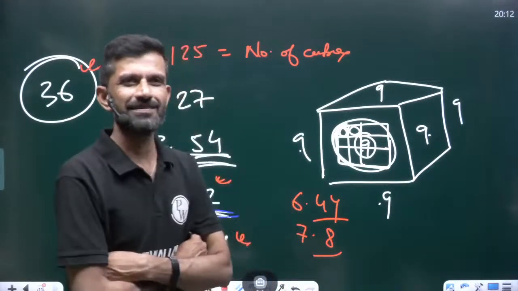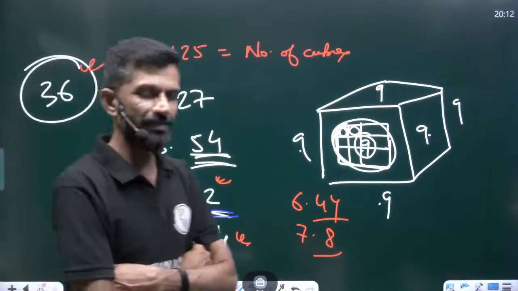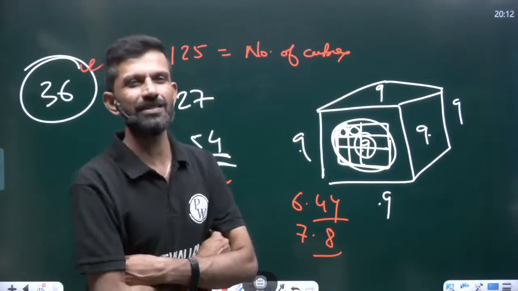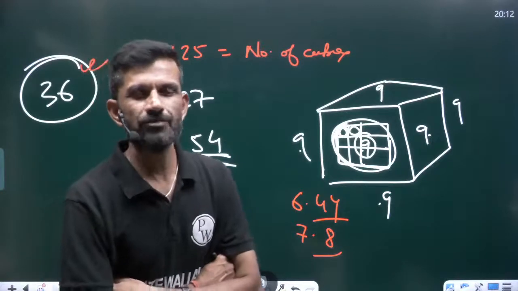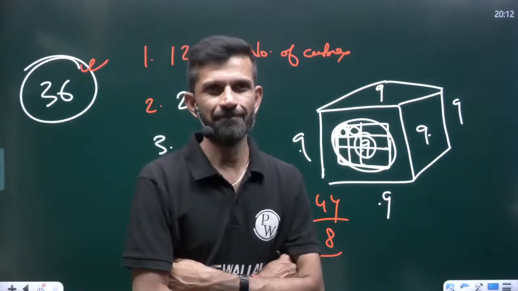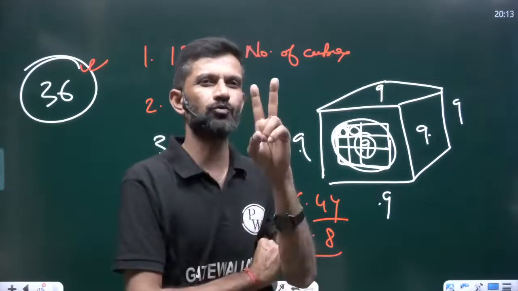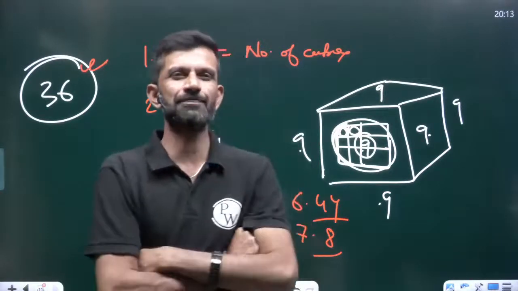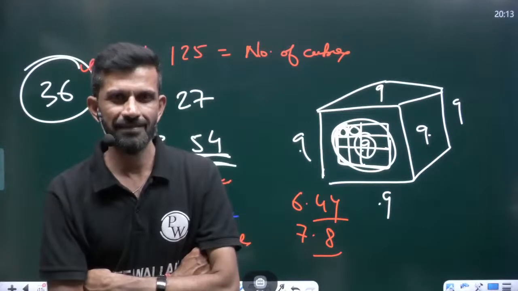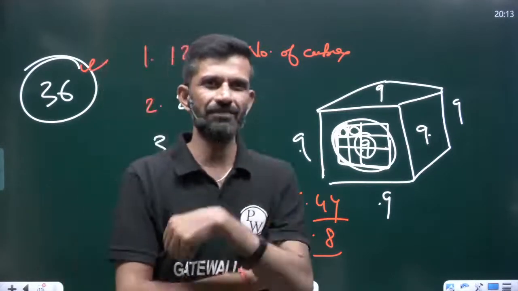Sixth one, Milind. It is very simple. The question was, how many cubes will have at least two faces painted? So Milind, you give me two answers. First you tell me, three faces painted, how many will be there? Milind, three faces painted, how many will be there?